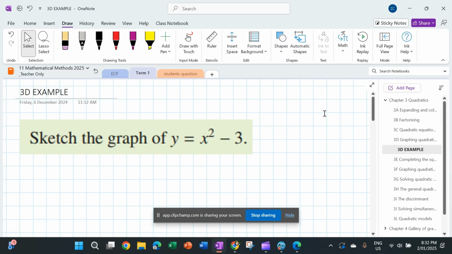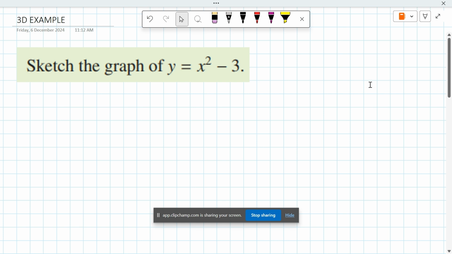Hello everyone, welcome back to chapter 3. Today we're going to keep doing some examples, and hopefully you understand how we do the parabola, how to graph and how to sketch.